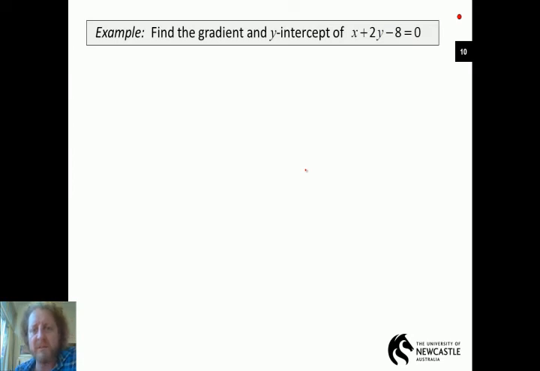Find the gradient y-intercept of this one. Well, it's the same question, it's just a different equation to play with. x plus 2y minus 8 equals 0. That's the general form of the equation, which in this course we don't really go on about, if at all. But in textbooks you might hear about the general form. Well, this is the general form. It's got the x's, the y's, and a number equals 0. But we don't really care what its name is.